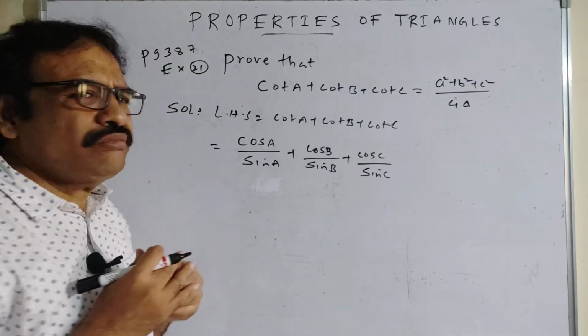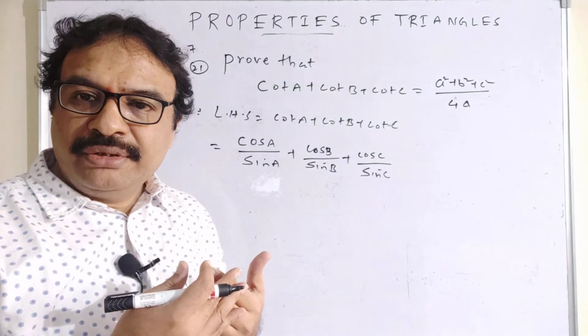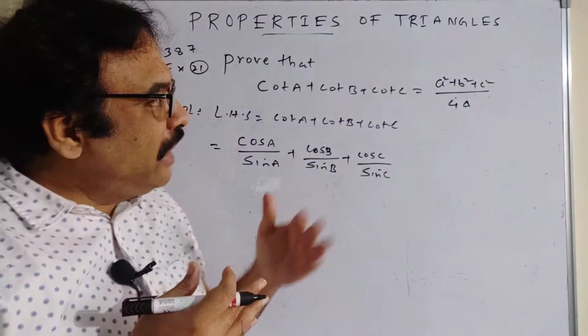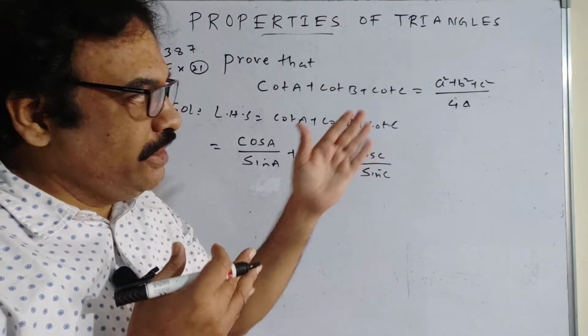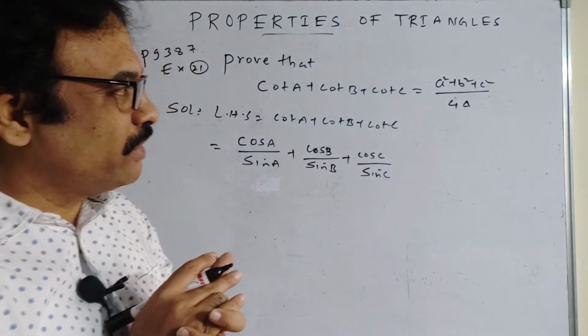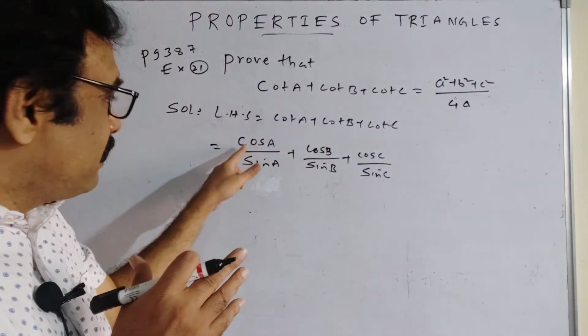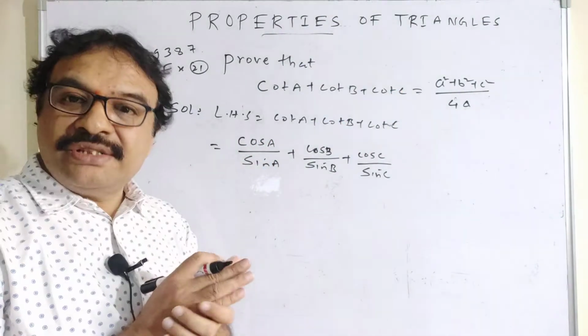Now, whenever I am going with a certain application, my job is to keep on looking at what I need to prove. This is a square plus b square plus c square by 4 delta. Is there any relation between this cos A to that? Yes, it is there.